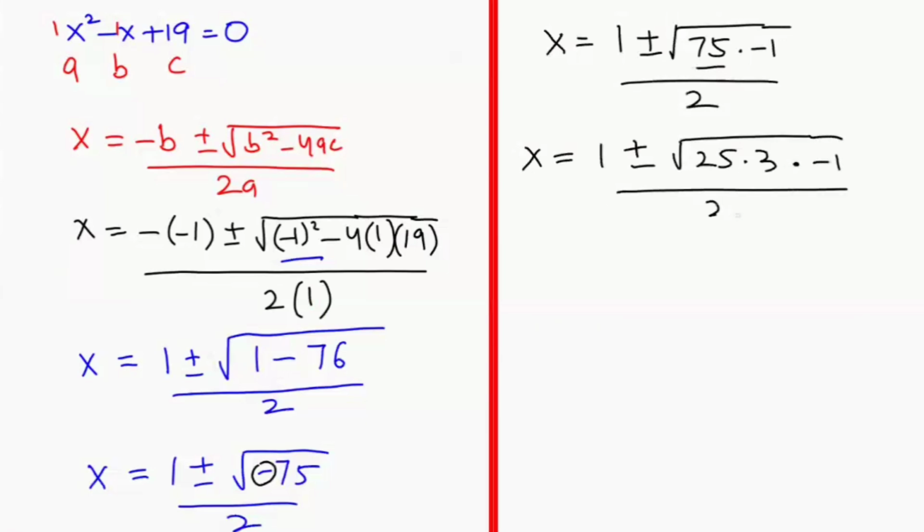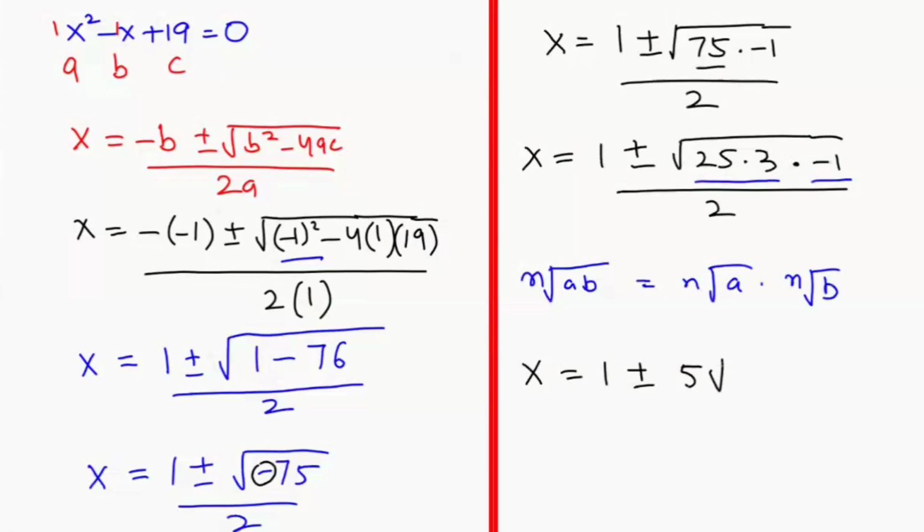Now here I'm going to apply the radical rule, that is the n-th root of a times b is equal to the n-th root of a times the n-th root of b. So here I'm going to express this separately. x = (1 ± ...) / 2, where the root of 25 we know is 5, and the root of 3 I'm going to keep within the root, times root of -1, over 2.